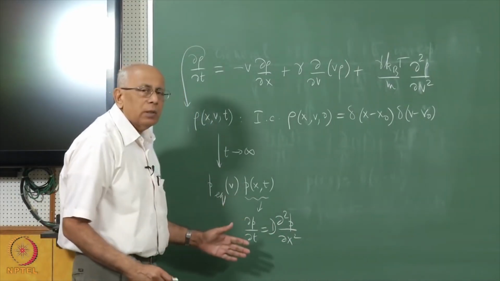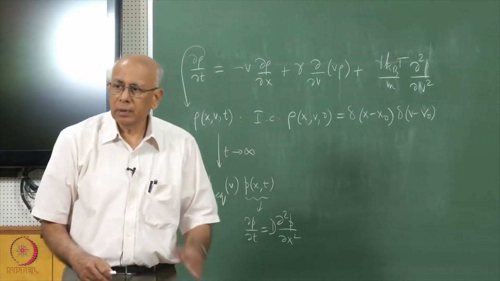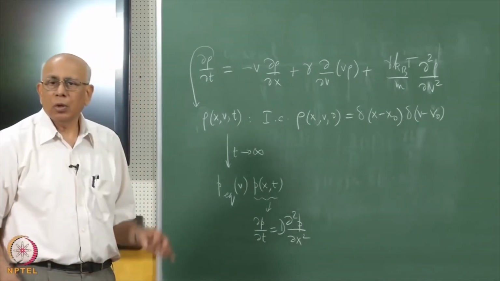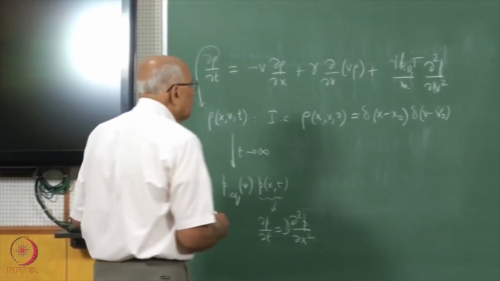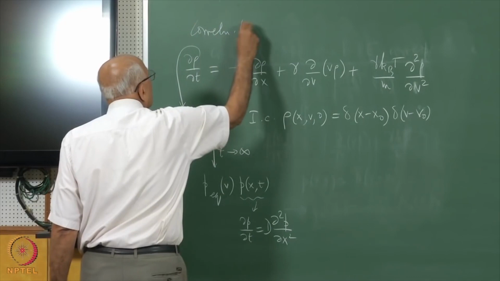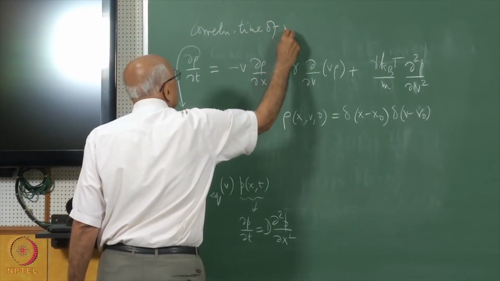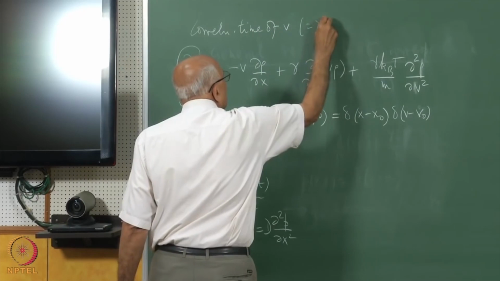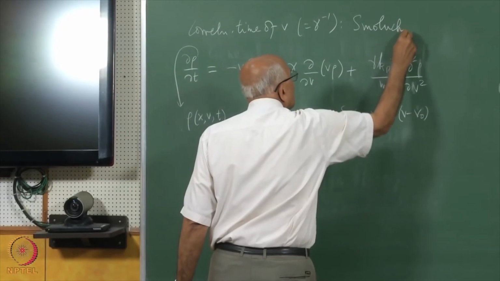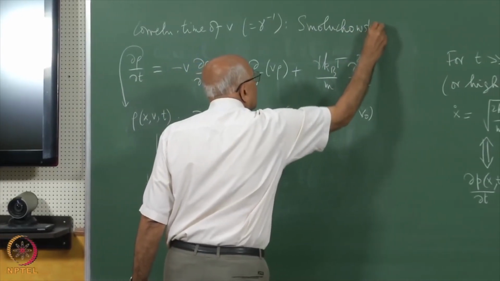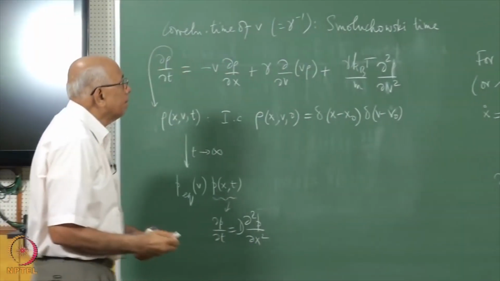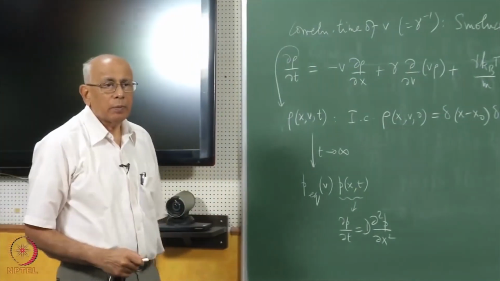That is the regime in which the velocity has lost its memory. t is much greater than gamma inverse. Gamma inverse is called the Smoluchowski time, the correlation time of the velocity. So, it is a time scale in the problem.